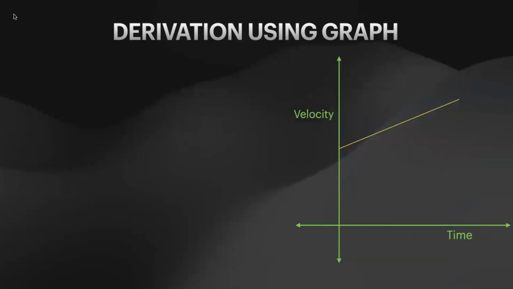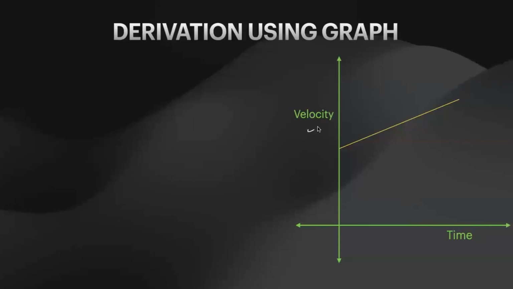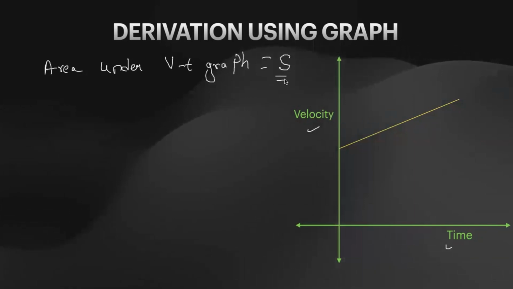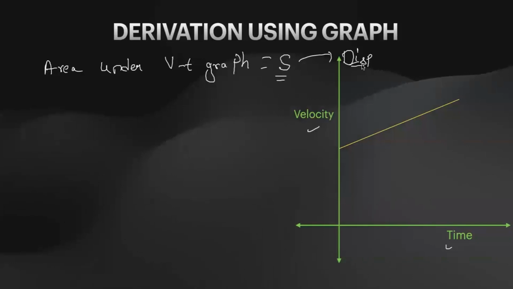Okay, so now let us derive the second equation of motion using the graphical method. Let us start. Again we have a velocity-time graph. A very important thing you should know before doing this derivation is that the area under the velocity-time graph gives us displacement. What is S? S is nothing but the displacement of that object. So this is very, very important.